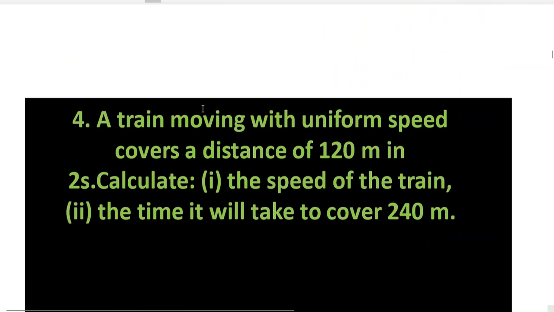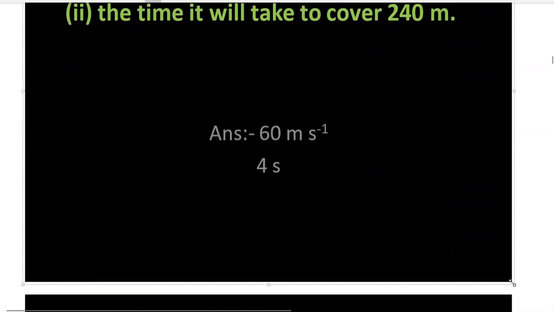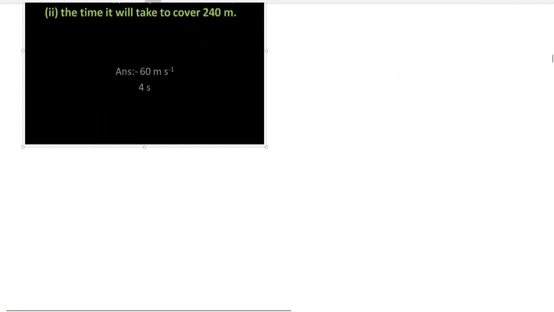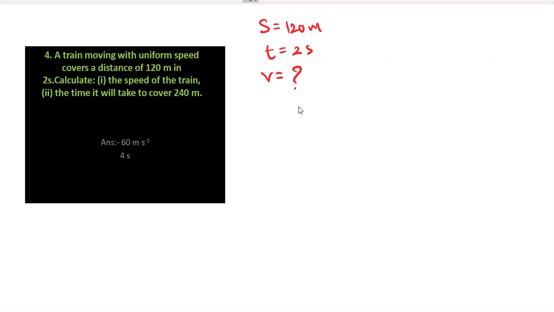Let's go to the next question. Some people have asked me doubts in similar questions, so please understand how to do these questions. A train moving with uniform speed covers a distance of 120 meter in 2 seconds. Okay, so the distance covered is 120 meter and the time is 2 seconds. Calculate the speed of the train and the time it will take to cover 240 meter.